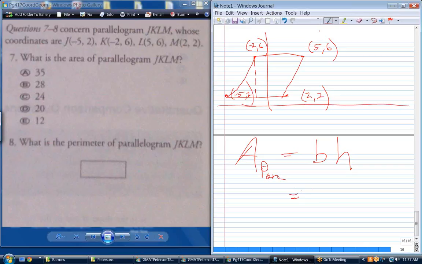What's the base? Oh, that was the distance part, right? Well, you don't really need the distance formula if it's a horizontal or a vertical line. Just take the differences, the distance between the two x values. What's the distance? 7. Yeah. So that's the base. What's the height?